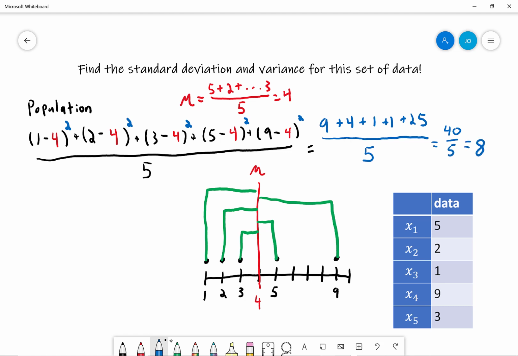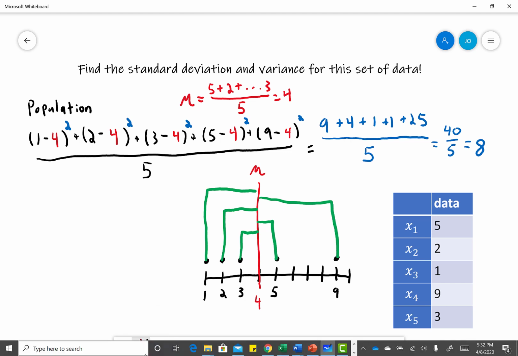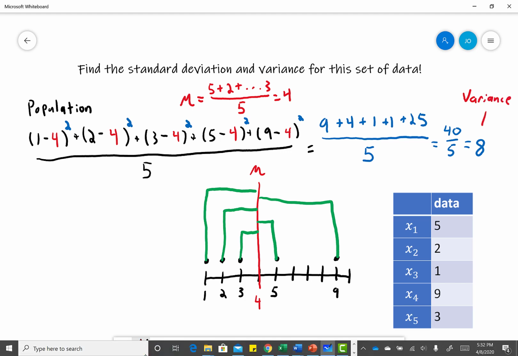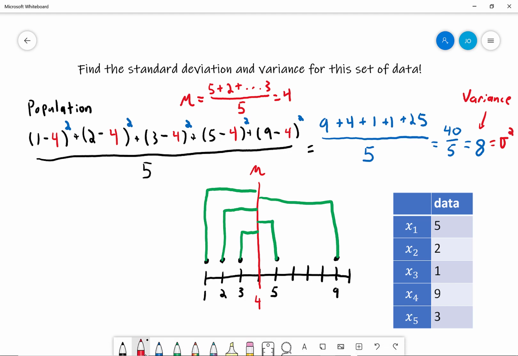What we just found is what's called our variance. And we denote the variance as sigma squared. And again, this is the variance for a population. What this 8 measures is the average squared distance an observation is from your mean. On average, how far is an observation from your mean, but we're looking at the squared distance as opposed to the regular distance.